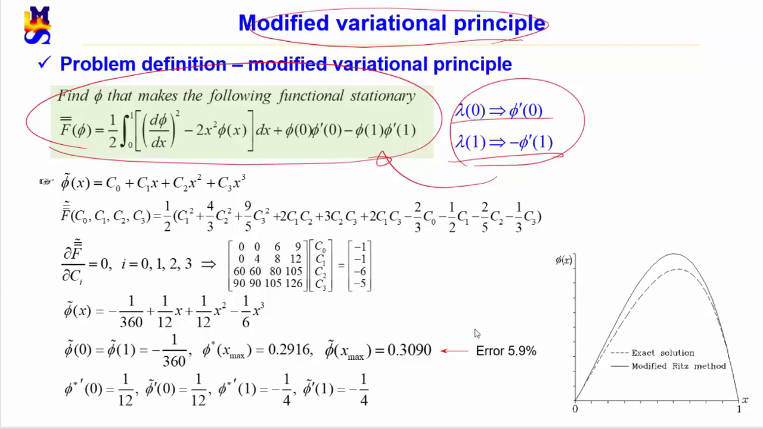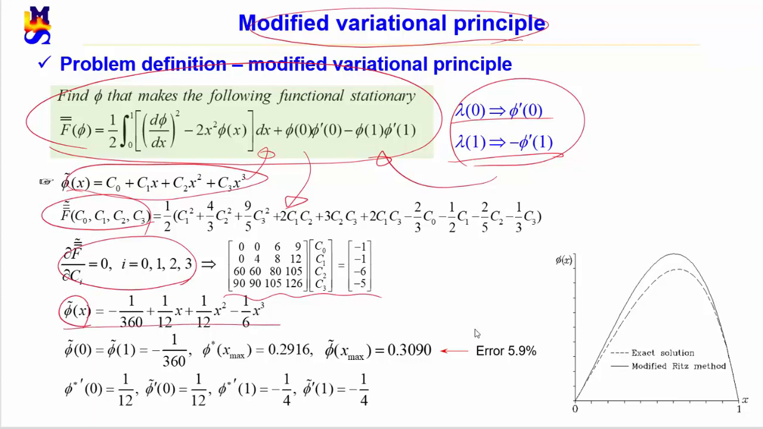Now let's practice an example starting from this trial function. Plugging this trial function into this modified base principle, we obtain this function of which the stationary point should be found. Applying this condition, we obtain this set of 4 linear equations, which gives us this approximate solution.